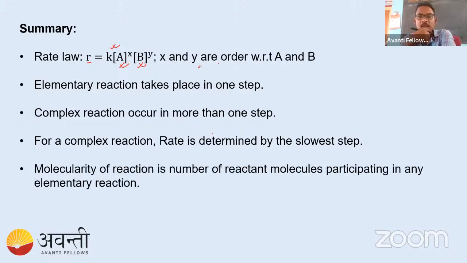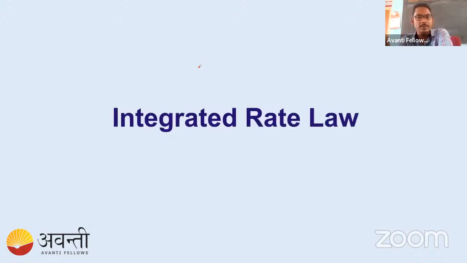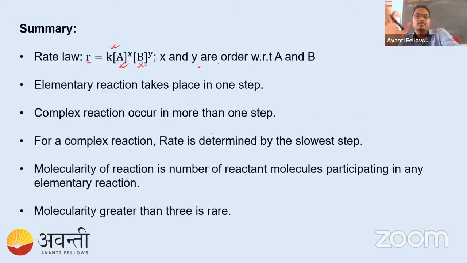Okay. After that, we saw molecularity. Molecularity means the number of actual particles which are participating in the reaction to give you the product. In molecularity, 3 is rare. That means more than that is not possible. Okay. So these are the things we discussed in this section.